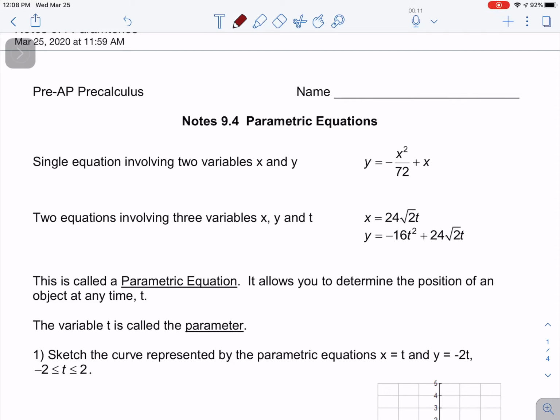Welcome everybody to today's notes, which is going to be 9.4 parametric equations. So first I'm going to introduce to you what parametric equations are.